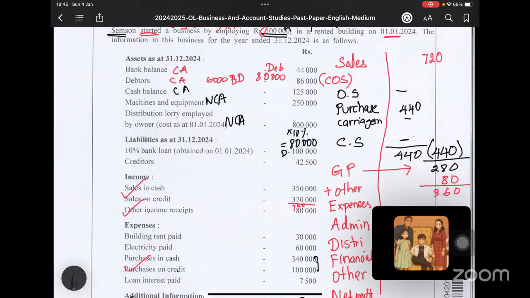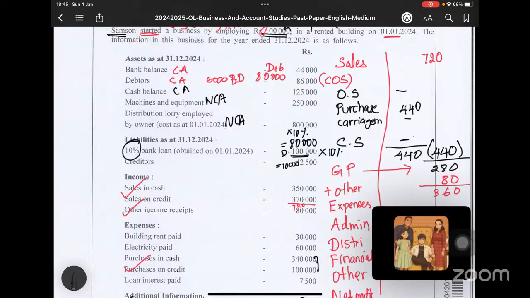And the 10% loan, that is 100,000. So loan interest here is also another adjustment. 10% will be 10,000. Creditors, 42,500.